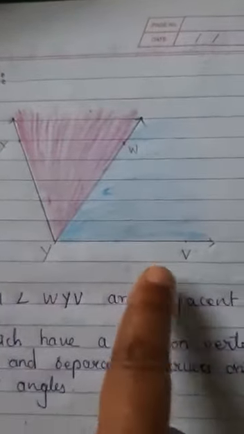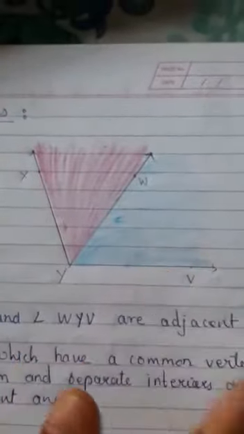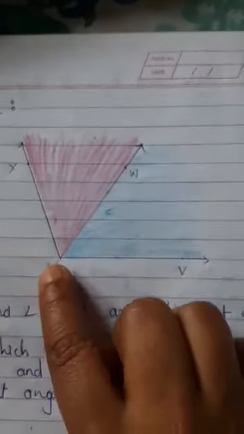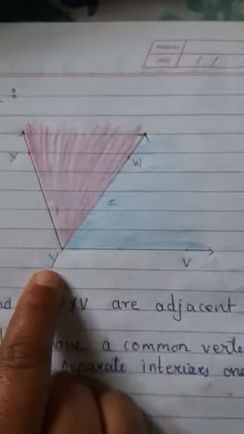So for better understanding, I have colored the two angles. So this blue angle and this pink angle, both the angles are called adjacent angles because they have a common arm YW, they have a common vertex, and they have separate interiors.